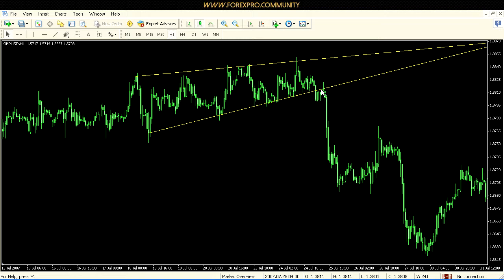This return to the broken line that is already acting as a resistance indicates the true break. The status of the level is different. The line is positioned as a resistance now. The price goes back, it touches the line, the participants start selling. The persistent downtrend movement starts from here.